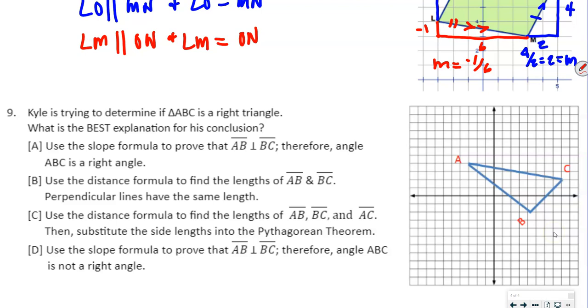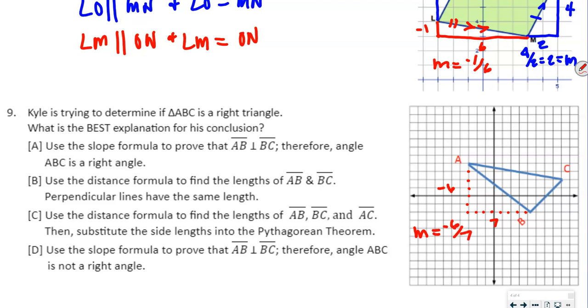What is the best explanation for his conclusion? Well, it looks to me like if it is a right triangle, the angle at A and the angle at C are acute angles, and B might be our right angle. So let's check and see if it is. Okay, so here we're going down 1, 2, 3, 4, 5, 6. So that's a -6, and over 1, 2, 3, 4, 5, 6, 7. So that means our slope of AB is equal to -6 over 7.